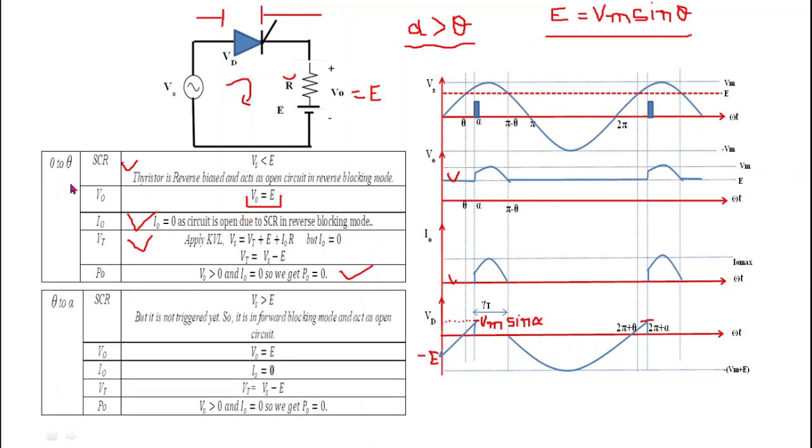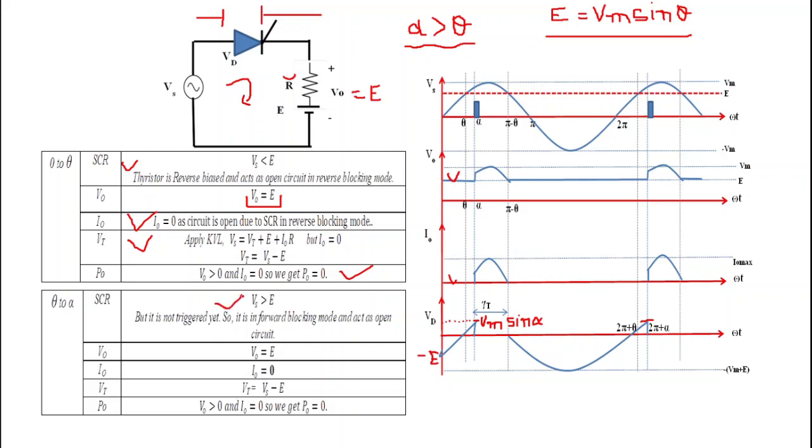Now see the circuit operation from theta to alpha. From theta to alpha, here in this waveform we can clearly see that the source voltage Vs waveform lies above this EMF E, or we can say that Vs is greater than E.